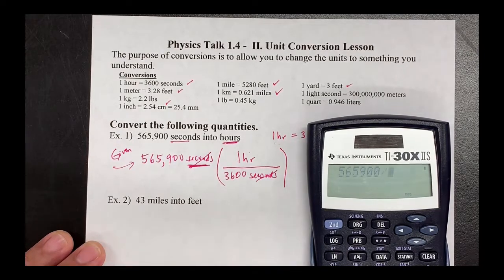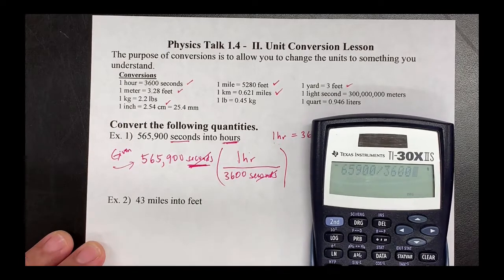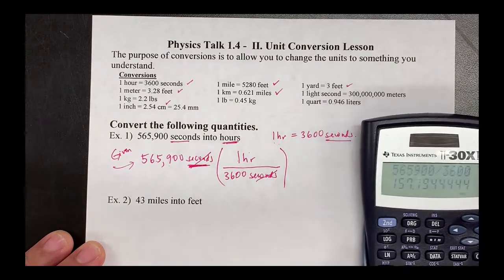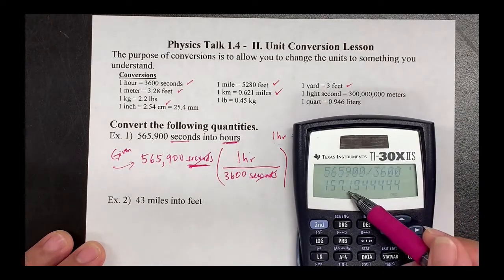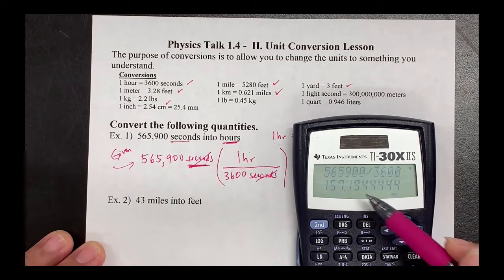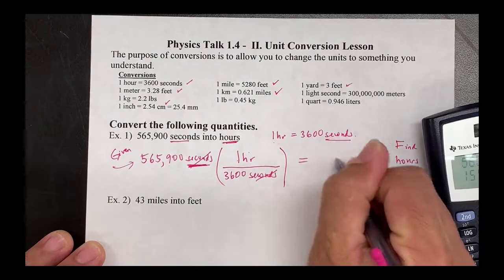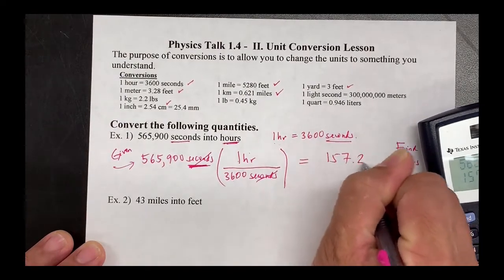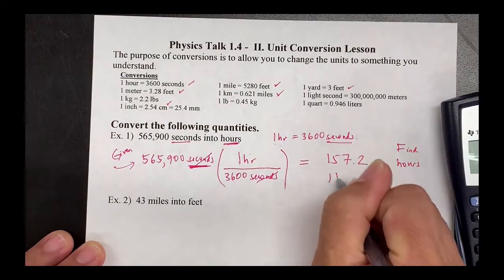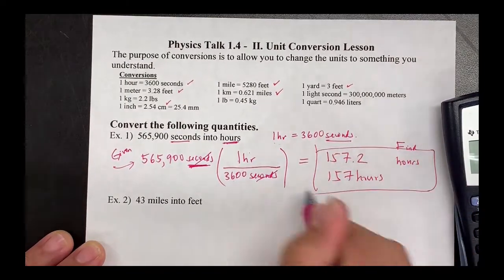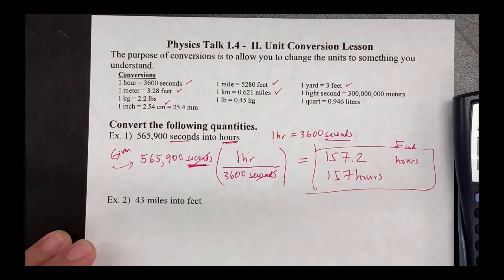565,900 divided by 3,600. Notice I'm not multiplying by 1 because anything times 1 is itself. And I get 157.1 or 157.2 because the 9 causes the 1 to round up. So 157.2 hours, or if you wrote 157 hours, I would take either one of these answers. Okay? So that's how we convert the first one.